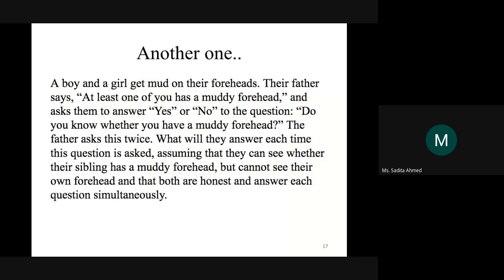But since she said no, what does that mean? Since she said no, it must mean that I have a muddy forehead. She can see that I have a muddy forehead. And since she sees that I have a muddy forehead, that's why when the dad says at least one has a muddy forehead, she thinks that, okay, he has a muddy forehead. I don't know anymore whether I have it or not. So that's why she answered no.